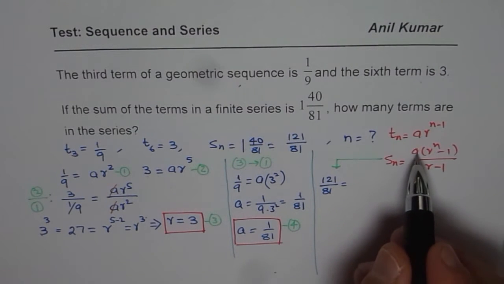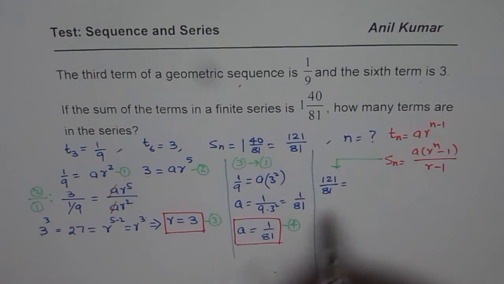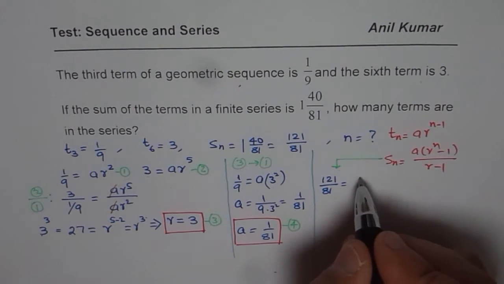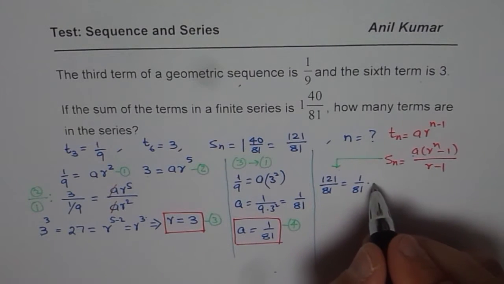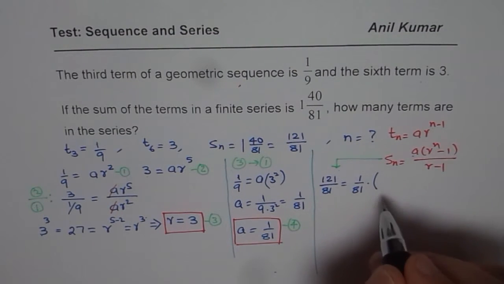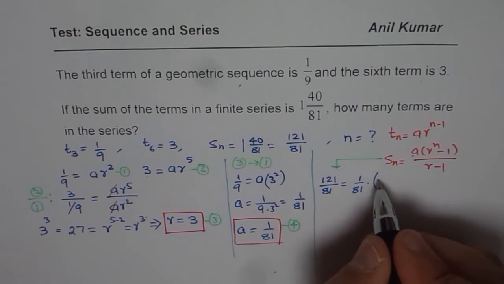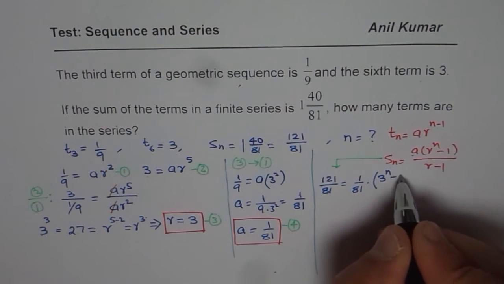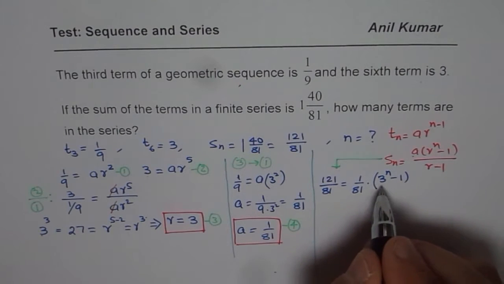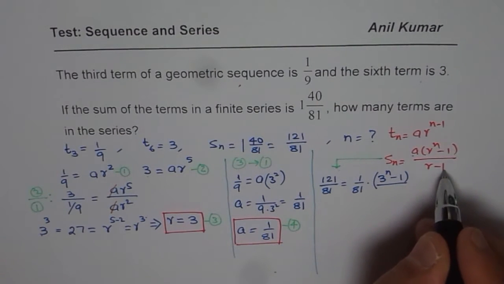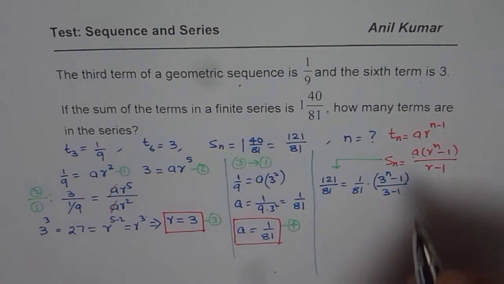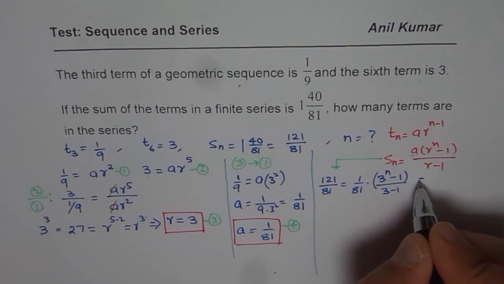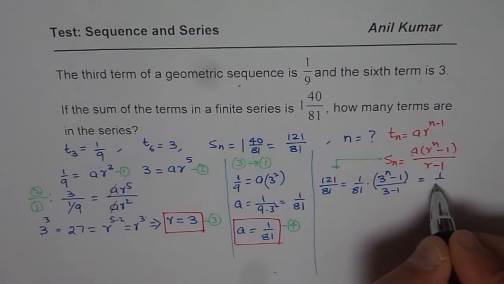So which is a times, and what is a? A is 1 over 81. So instead of a, I am writing 1 over 81. Is it okay? This is for a. Now we have within brackets r to the power of n, and r is 3. So we'll write 3 to the power of n minus 1, that is in this bracket, divided by r minus 1, which is 3 minus 1. Is that okay? So that is how we can now substitute all values which we have got. And this is equal to, let me go one more step and then we'll simplify.